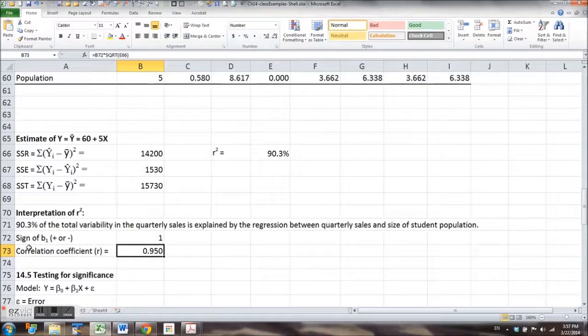In the next video, we'll test for significance of the regression.